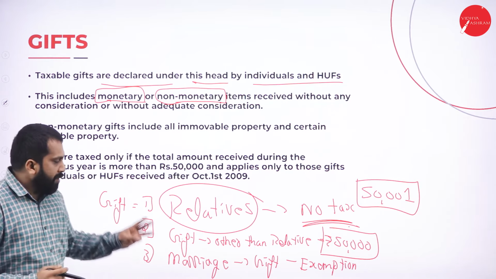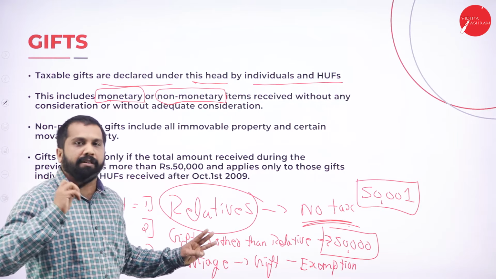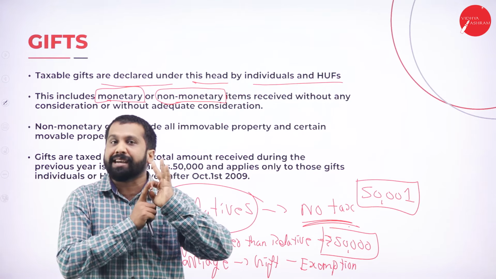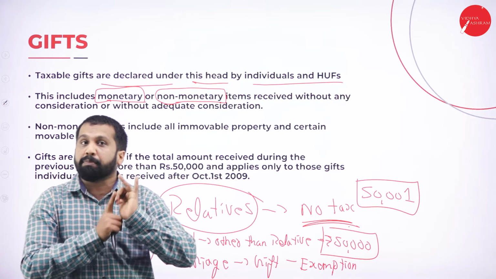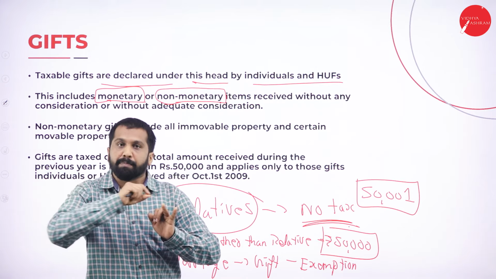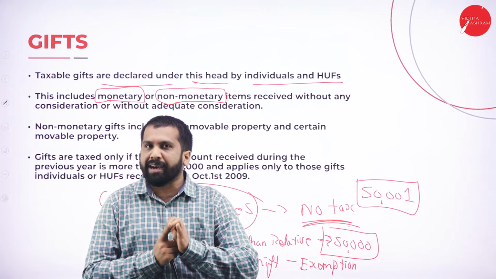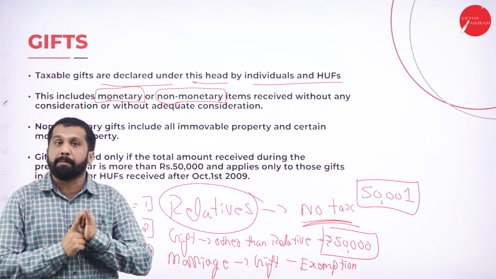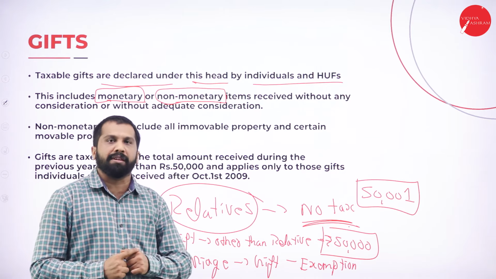Hope you are clear. These 3 points you are supposed to remember while calculating gift. What are those 3 points? First one, from relatives, unlimited exemption. From friends other than relatives, up to 50,000 exempted. If it is above 50,000, completely taxable. What is the third one? The third one is on the occasion of marriage, if you collect any gift from your friends or outsiders, it is completely exempted. These are the 3 points you are supposed to remember.